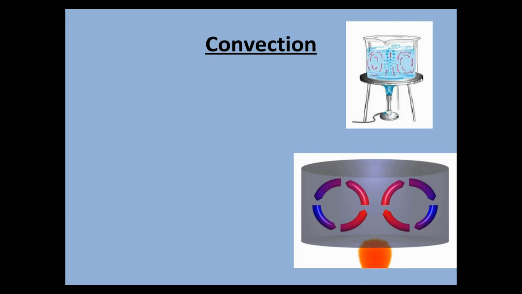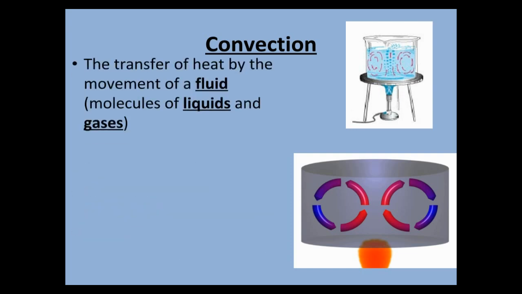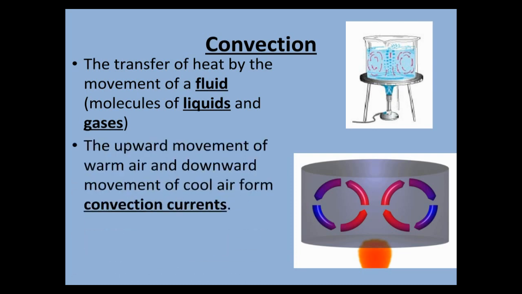The third form of heat transfer is convection. Convection is what moves heat through the troposphere. Convection is defined as the transfer of heat by the movement of a fluid, molecules of liquids and gases. Now, convection only happens through liquids and gases. Convection is also the upward movement of warm air and downward movement of cool air. This is what forms convection currents. This is how our wind occurs. Cool air in the atmosphere sinks, takes the place of the warm air in the atmosphere that rises.